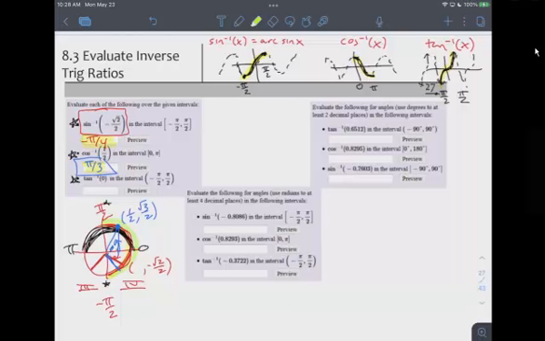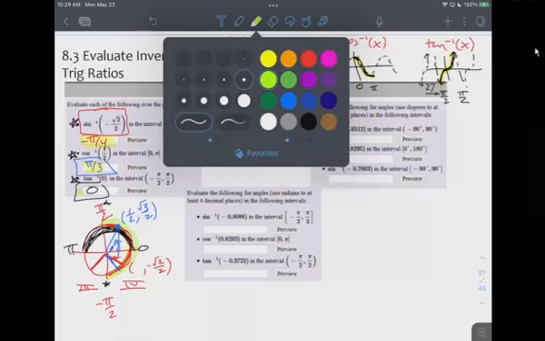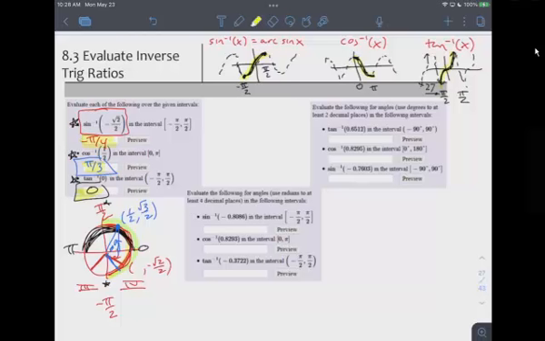Which angle in that interval right there will have a tangent of 0? Remember, tangent is sine over cosine. So to have a tangent of 0, which of the trig ratios has to be 0, the sine or the cosine? Sine has to be 0, and sine corresponds to the vertical, the y-coordinate. So what angle has a sine of 0 between negative pi over 2 and pi over 2? Just 0. And so that would be your answer for that.